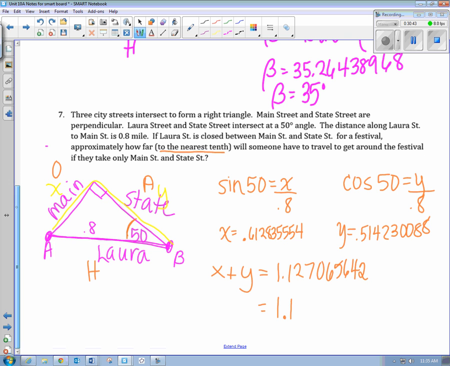Sometimes the questions you do are going to be very obvious that they are indeed trig questions. Sometimes you might have to go ahead and draw the picture to figure out what it is that's going on.